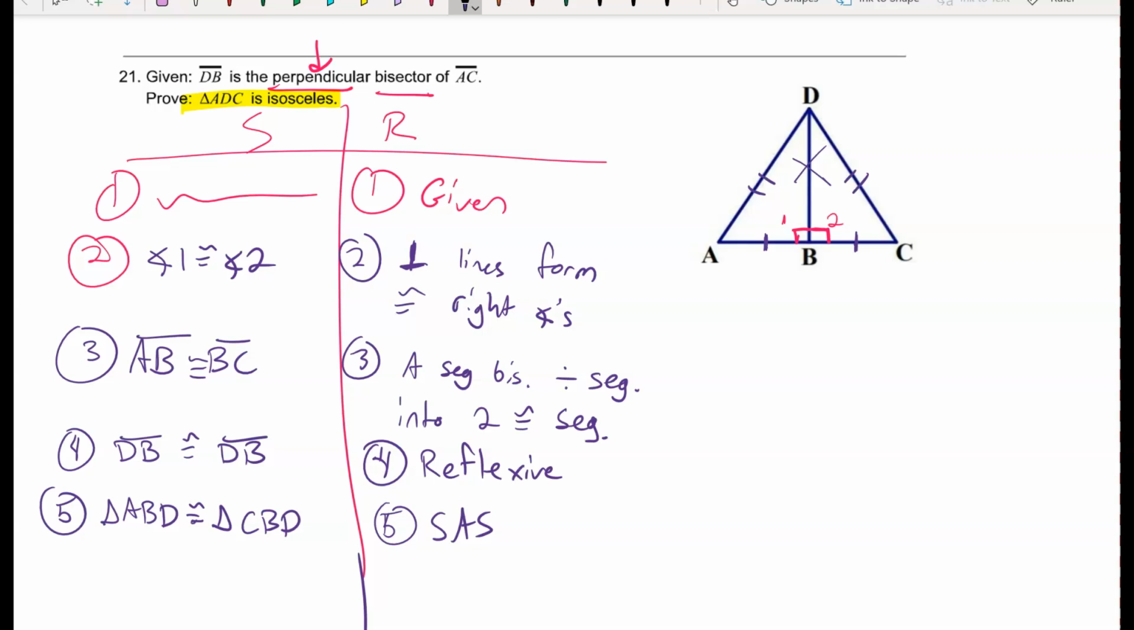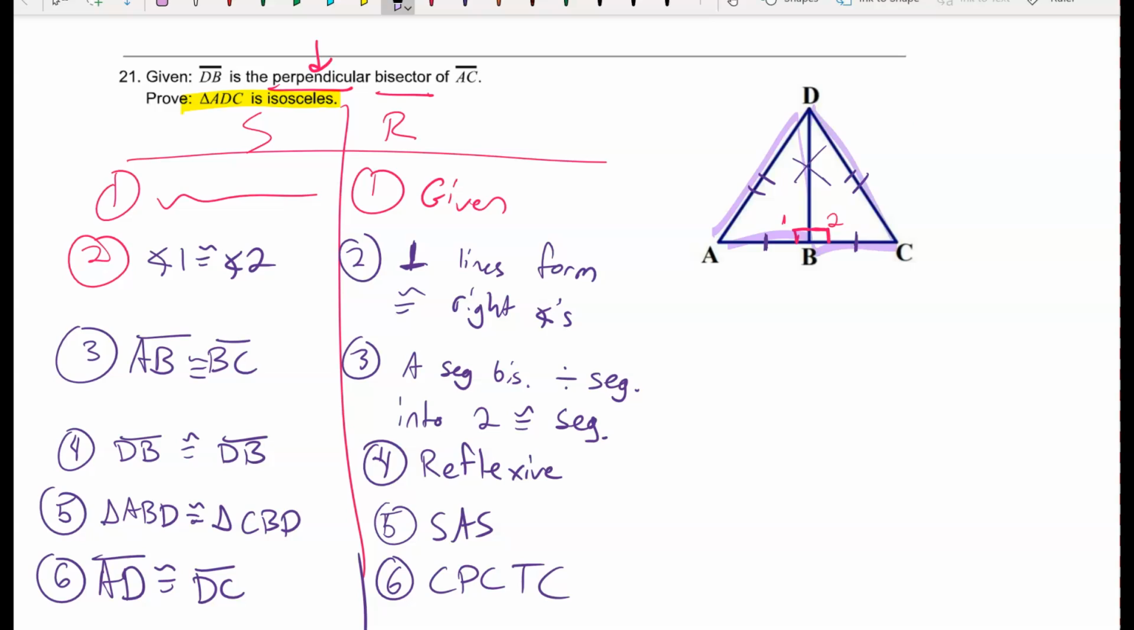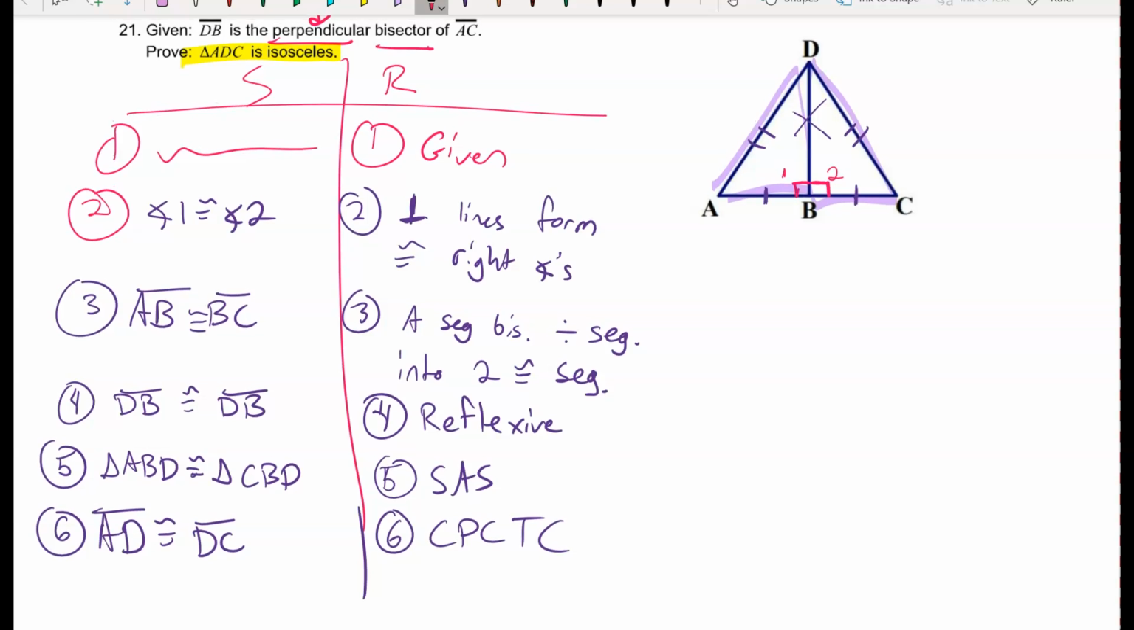But instead, I'm going to go the side route. And I'm going to say that those two sides, AD and DC, are definitely congruent by CPCTC. Because if the two triangles on the outside are congruent, then it must be the case that all the corresponding pieces are also congruent. And if I have those two congruent sides, that's enough for me to say the triangle ADC is isosceles. Reason being that isosceles triangles have two congruent sides.